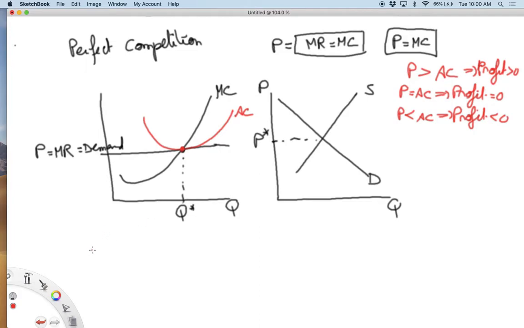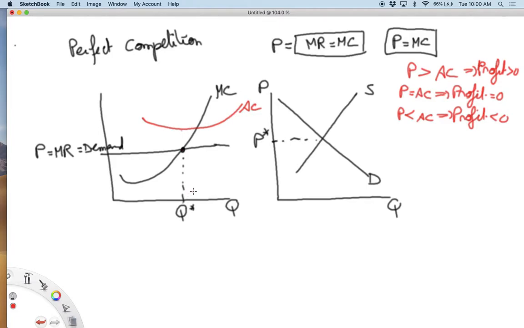Let's say that you are making money. If you're making money, good for you, right? My average cost curve is down here, good for you. What if I am breaking even? Again, good for you. What if I am losing money? So again, price is less than average cost. Should I shut down this business right away, or not?